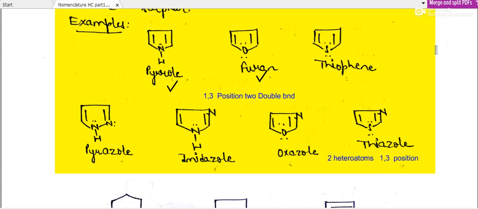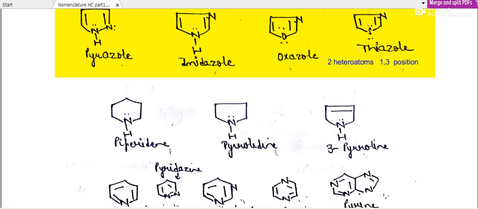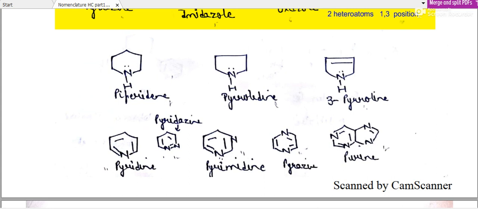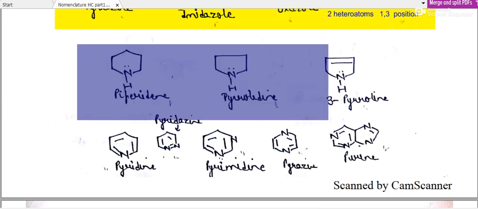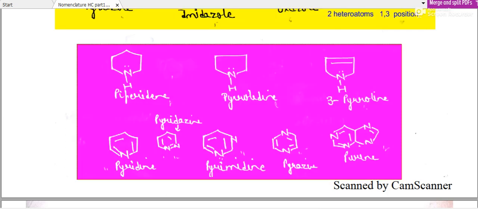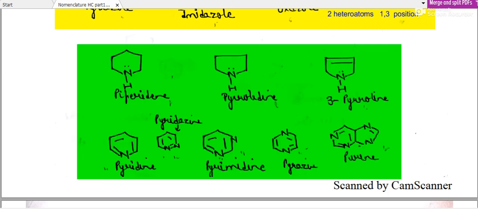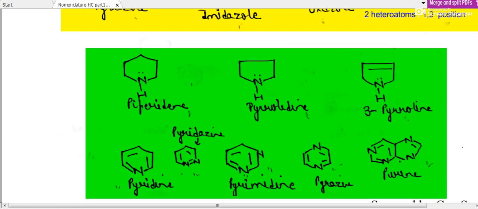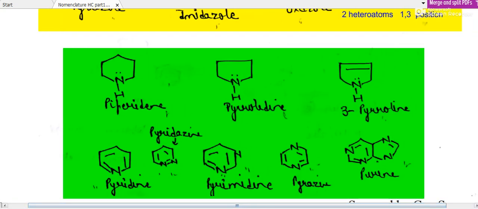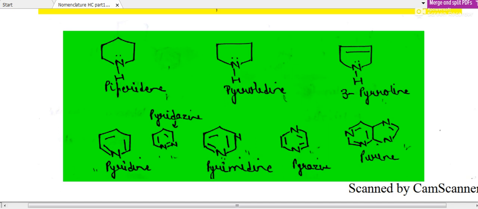The next two compounds are saturated heterocyclic compounds. One is piperidine and the second is pyrrolidine. Piperidine is a saturated 6-membered heterocyclic compound containing one nitrogen atom. It is just like cyclohexane, but one carbon atom is replaced with a nitrogen atom. Pyrrolidine is a 5-membered heterocyclic ring containing one nitrogen atom. Next is 3-pyrroline. Pyrroline is again a 5-membered heterocyclic compound containing one double bond and one nitrogen atom.